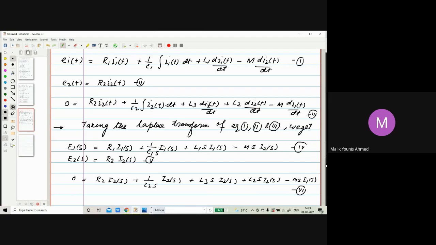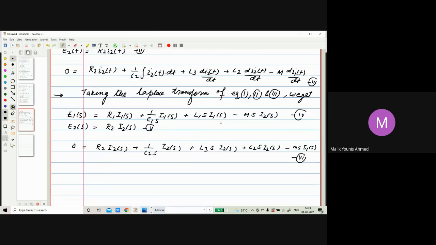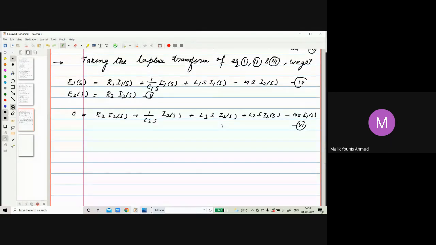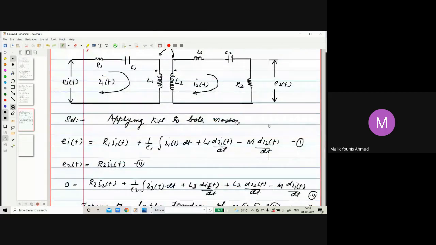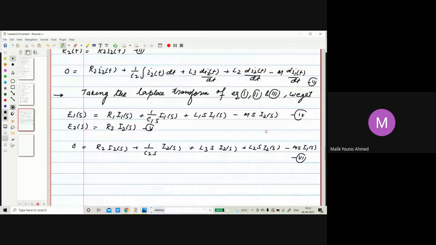So we have got the equations in KVL, and then we have transformed into the transform domain. We have converted those equations. Now what's our aim? Our aim is to find the transfer function. Simply, the transfer function in terms of the voltage will be E2 of s divided by E1 of s. That's what we will be trying to find.